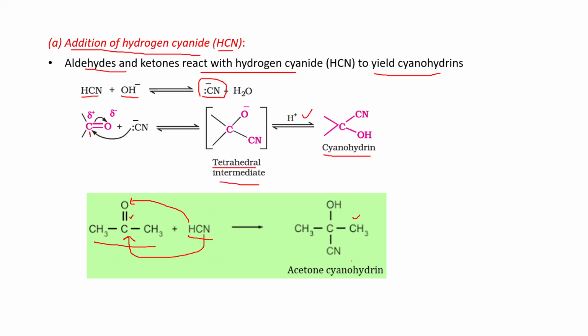Actually, cyanohydrins are important organic compounds because they are used to prepare a number of other organic compounds. This CN group may be converted into an amine on reduction, that is, into CH2NH2, a primary amine. If it is partially hydrolyzed, it will convert into the amide CONH2. And if this group is completely hydrolyzed, it will convert into COOH. That's why we can get a number of compounds from cyanohydrin.